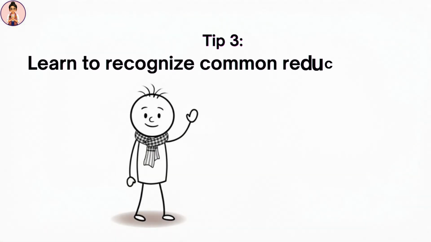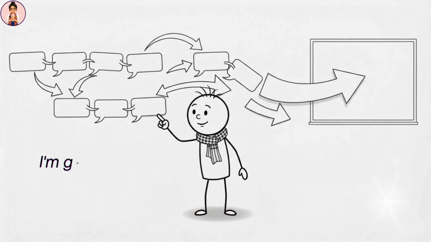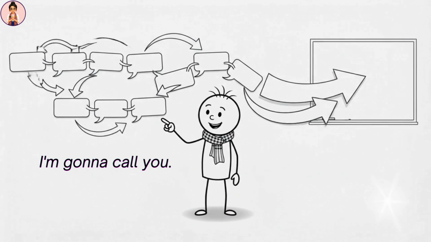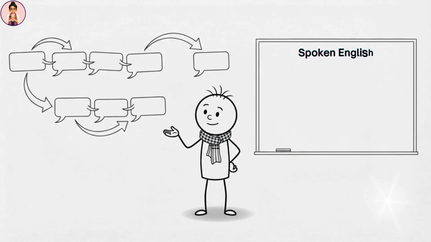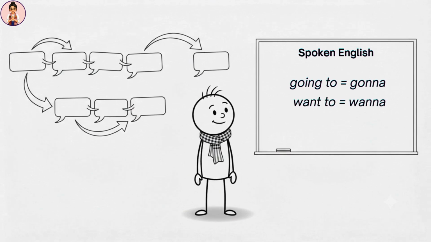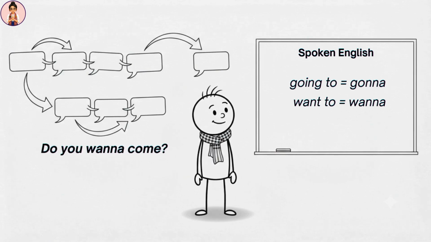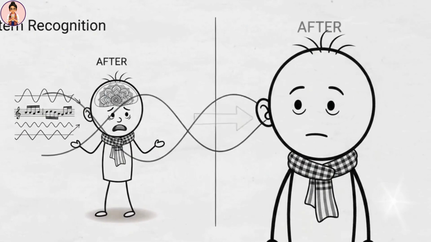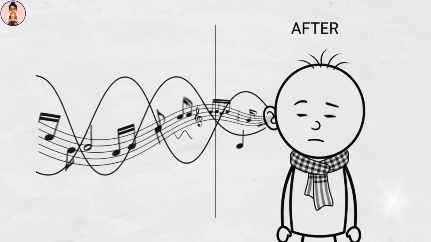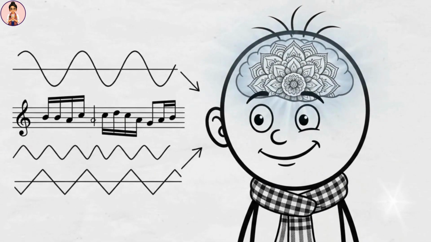Learn to recognize common reduced forms. Listen to these 2 sentences. I'm going to call you. I'm gonna call you. They have the same meaning. In spoken English, going to often becomes gonna, and want to often becomes wanna. For example, do you want to come? You don't need to use these words in formal writing, but you should recognize them when people speak. The more often you hear these reductions, the easier they become to understand.